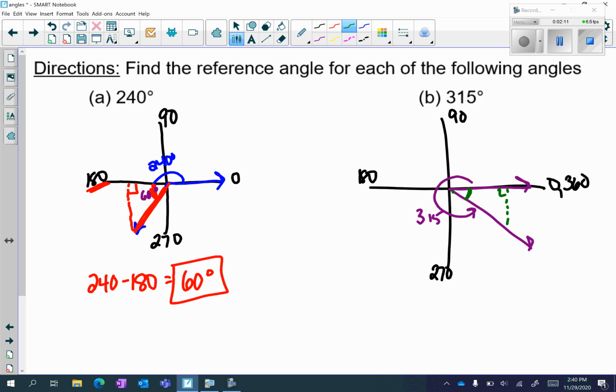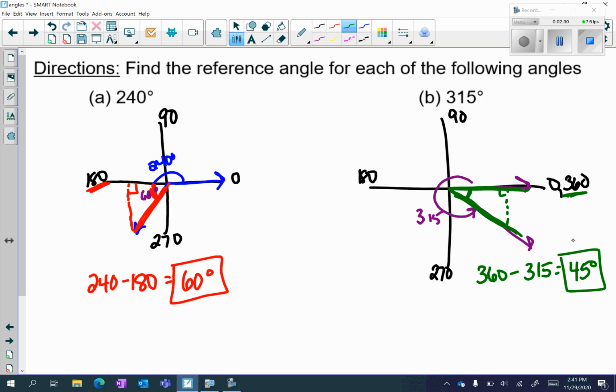So I'm going from my terminal side of 315 to my x-axis, which is 360. So 360 minus 315 is going to give me 45 degrees as my reference angle.